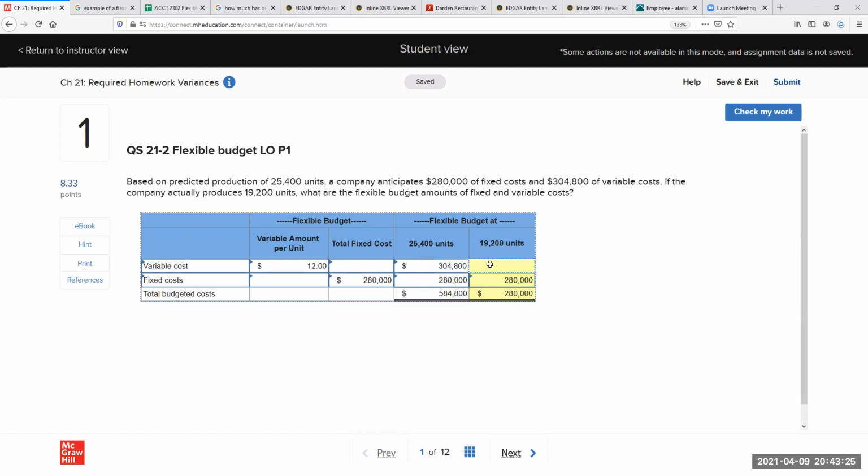But what about if you only produce 19,200? You have to multiply the 12 times the 19,200, which is 230,400. So there you go. The flexible budget is based on different levels of production. All right, so let's go on to the next one.